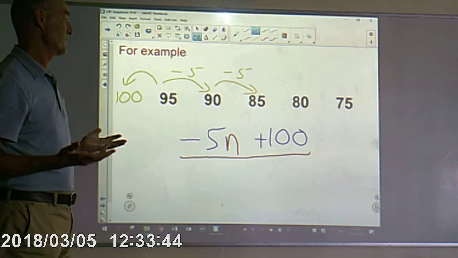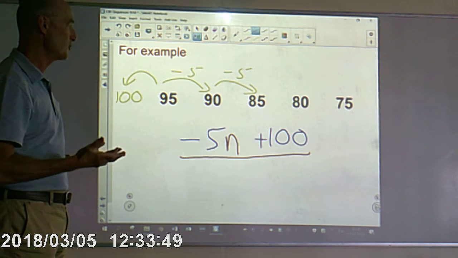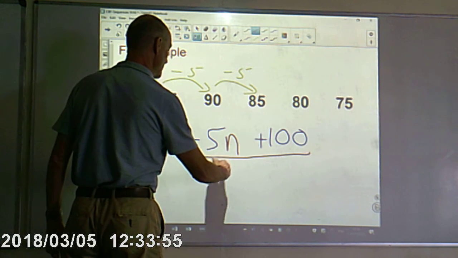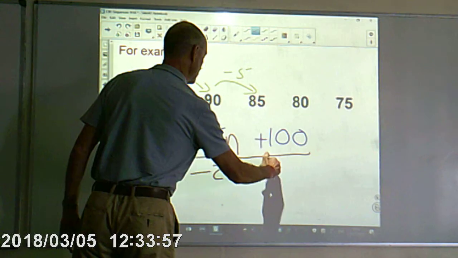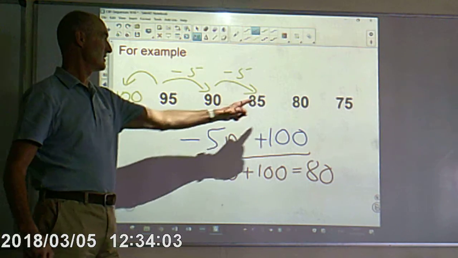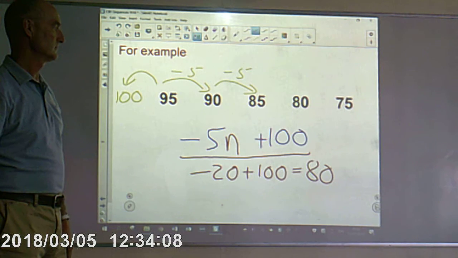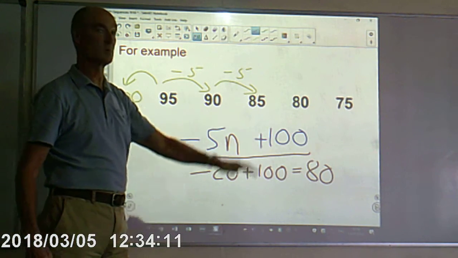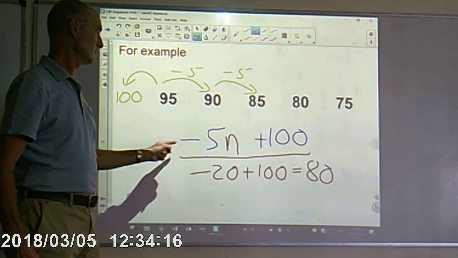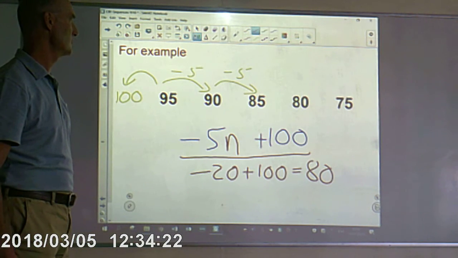Let's have a look for the fourth term. So n is going to be 4. Okay, the nth term, the fourth term, minus 5 times 4 gives me minus 20, plus 100 gives me 80, which indeed is my fourth term. First term, second term, third term, fourth term is 80. Okay, so any term in that sequence that I'm asked to find, I can find by using that general term for the nth term. I can find any term in the sequence.